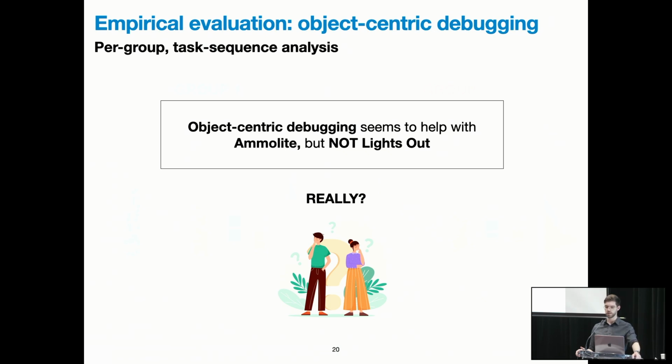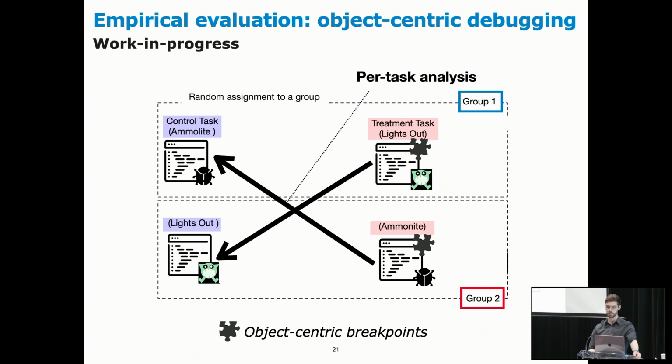Really? How is that possible, since we consider the tasks to be equivalent in terms of difficulty? So maybe it is due to the order of the tasks, or maybe it is due to the tasks themselves. To verify this small hypothesis, we performed another analysis, this time per task. So we compared the lights out task in treatment from group 1 with the lights out task in control from group 2. And we did the same with lights. We compared the treatment of group 2 with the control task of group 1.